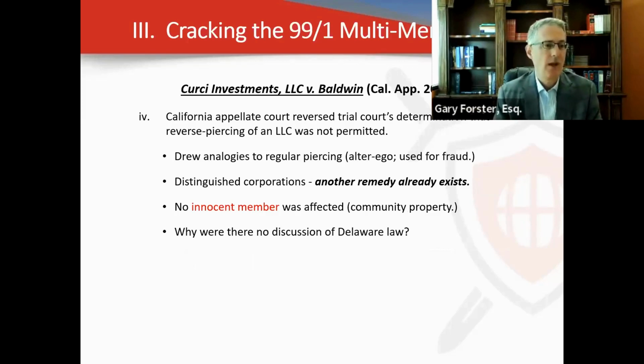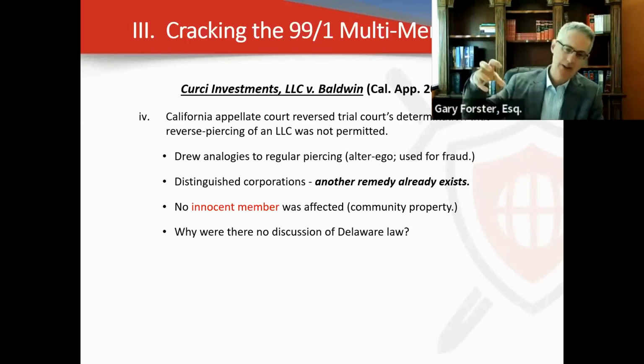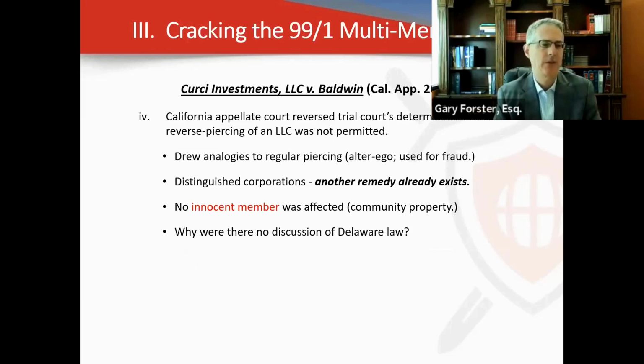But the case was regarding corporations, and corporate stock is totally exposed. And so they distinguished it. And I think having read that case, it is distinguishable. They said that this idea of breaking through to get to the assets of the corporation is not really applicable. And it's not, because you can just take the stock and then you own the stock and get to whatever assets you want.